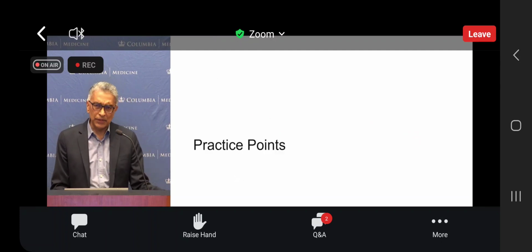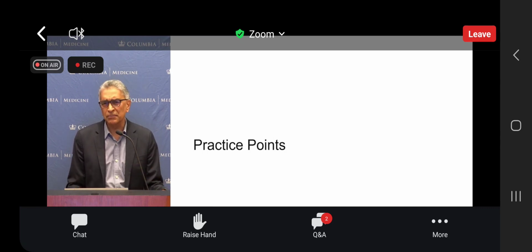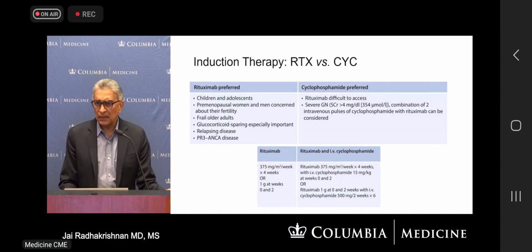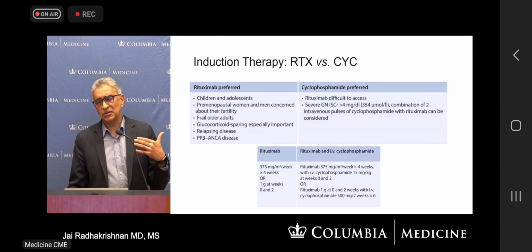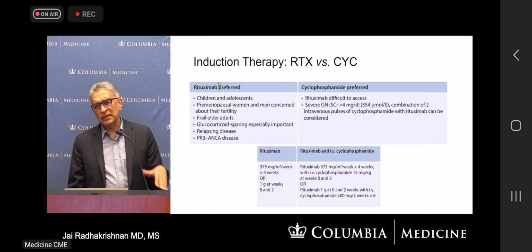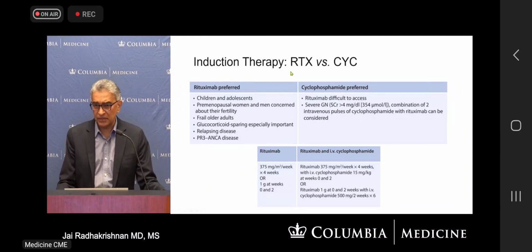So then we come to practice points. In this, I'll discuss some of the nuances and how we use B-cell therapies to control patients. So in 2024, all I can say is that the majority of patients during the induction phase probably should be on rituximab. I'm not going to go into the area where it's preferred. I'm going to say in most patients, rituximab should be preferred.